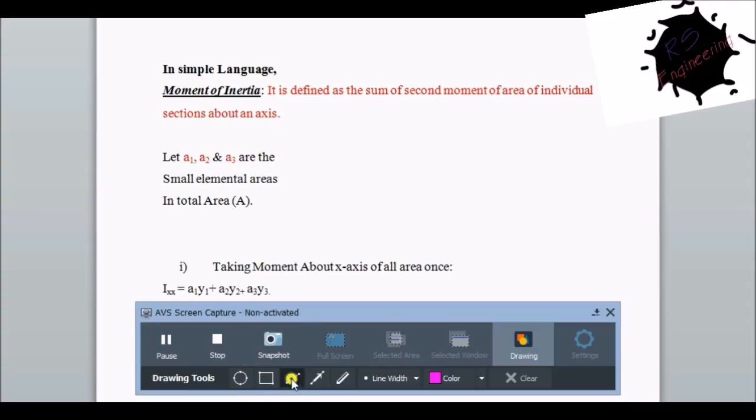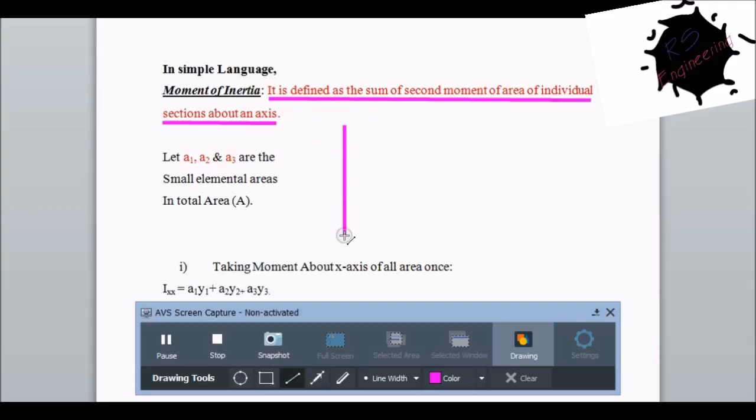Starting with moment of inertia, what is the definition of a moment of inertia? It is defined as the sum of the second moment of area of individual sections about an axis, any axis. There are actually three axes, x, y and z, but here we are only talking about the x and y axes. So first of all we have to draw a few things.